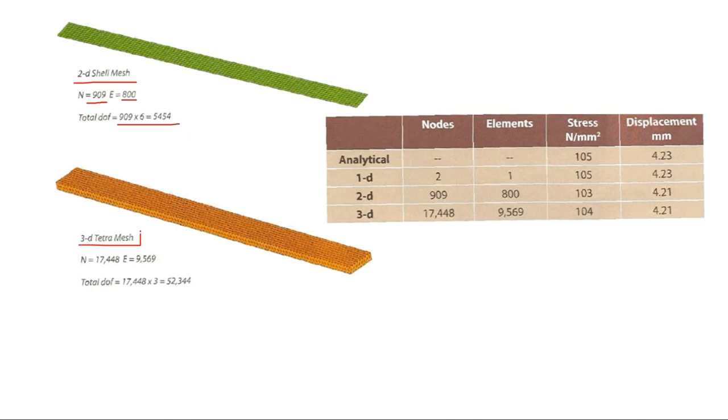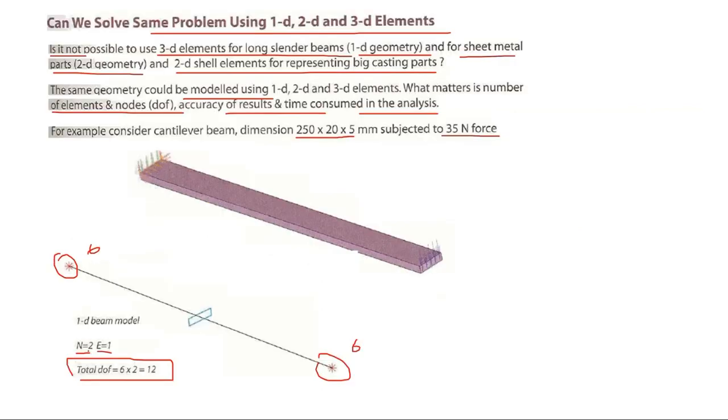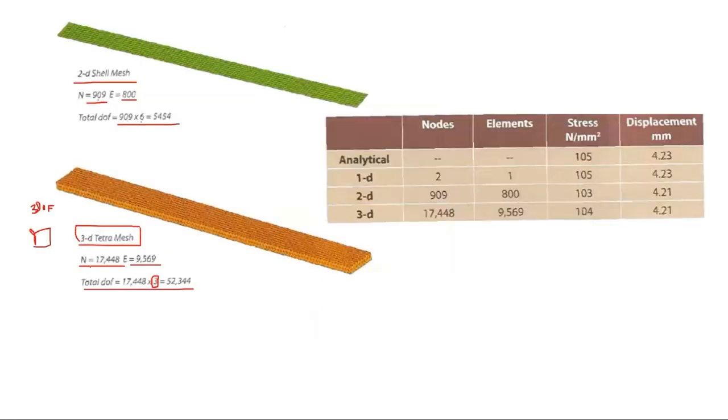The same way in the 3D element, if you make it, the number of nodes is this much and elements this much, and the total degrees of freedom: in a solid 3D model, each joint will have only 3 degrees of freedom, not 6, because solids only have translational degrees of freedom, not rotational. So that's why it's 3, we are not multiplying by 6. If you see here, nodes into 6, here also nodes into 6, but here number of nodes into 3, because it's a solid element. Each node has 3 degrees of freedom.